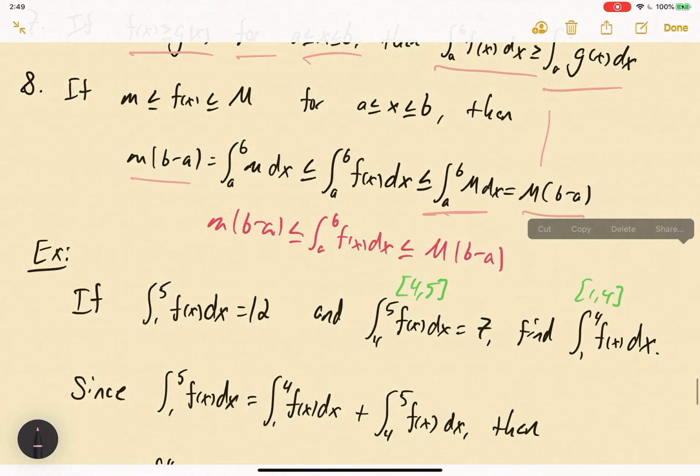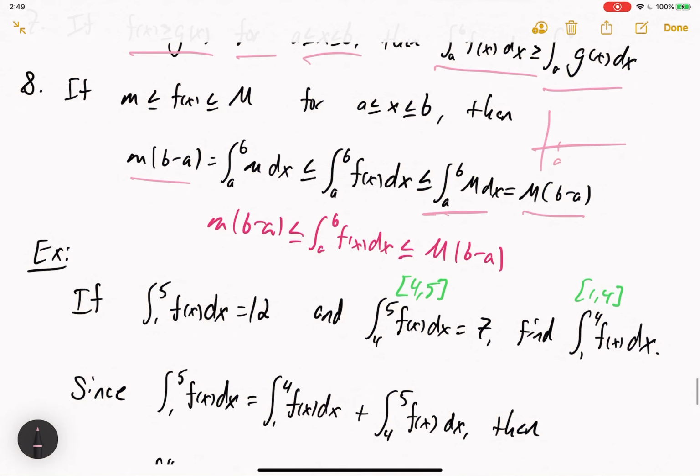And this kind of makes sense geometrically too. If we just have a small function right here, let's say this is f of x. Say this is little m right here. So then obviously if we just do the area under m right here, that's going to be less than the area of f of x, because we're still missing this chunk right here.